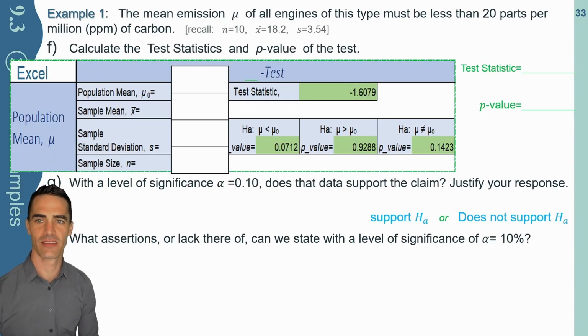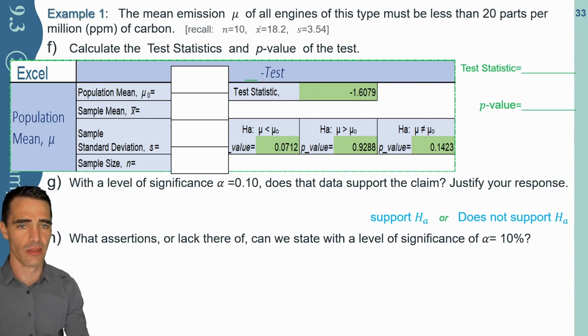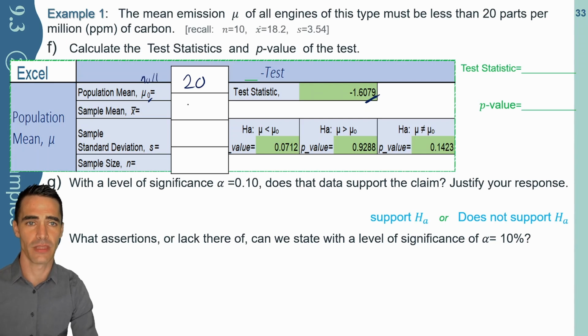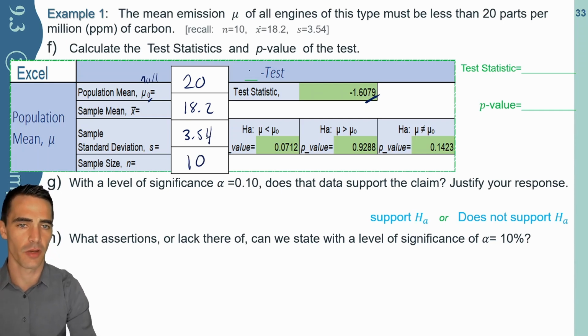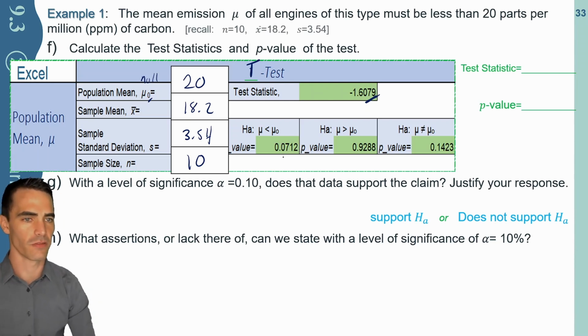Let's actually conduct the test. Calculate the test statistic and p-value of the test. We have a couple inputs to put in, and then look at that. We've already generated our values. The first one is the initial mean. Again, this is the null. What has always been the status quo mean here is 20 parts per million. The sample mean that we collected was 18.2. The sample standard deviation was 3.54. For n, the sample size was 10. And if you want to be fancy, we can fill in, that was a t-test up above. Don't need to, but we can certainly be fancy.